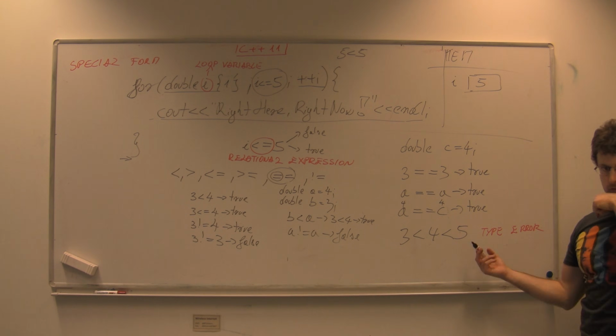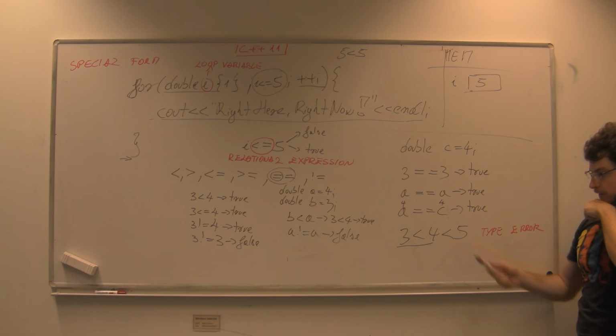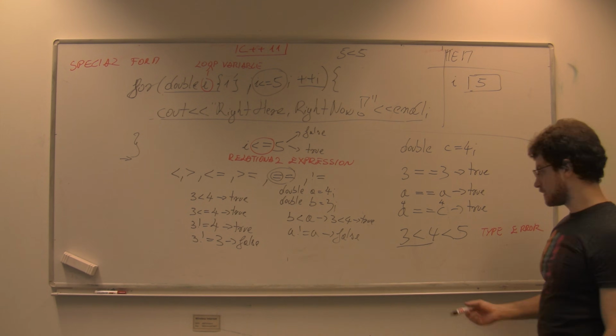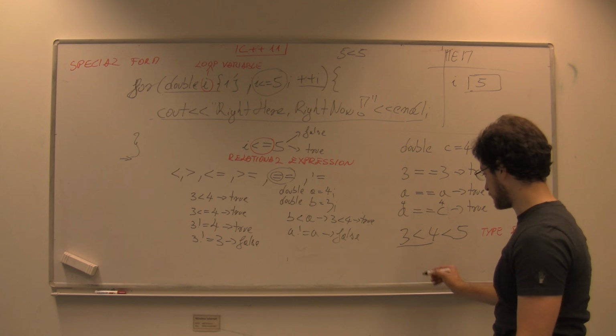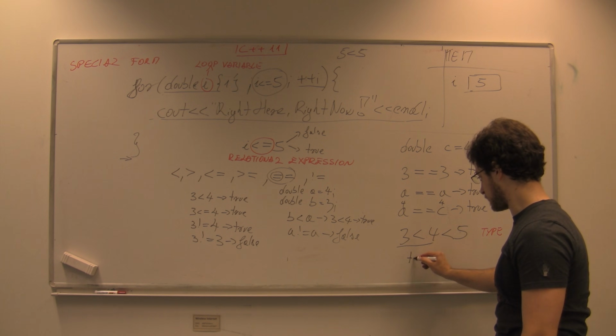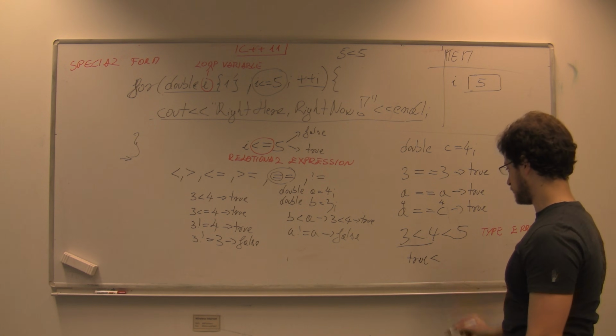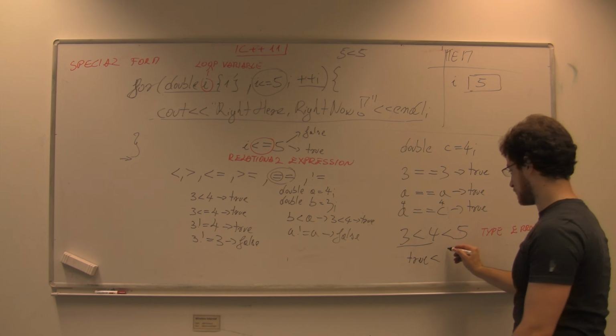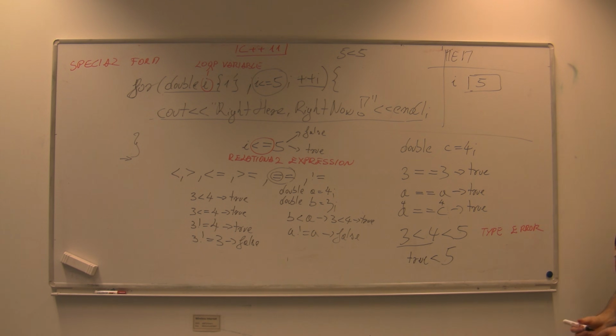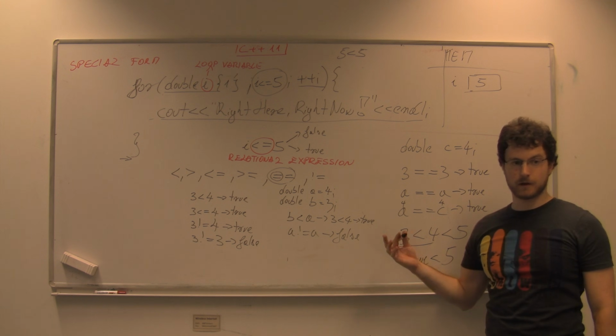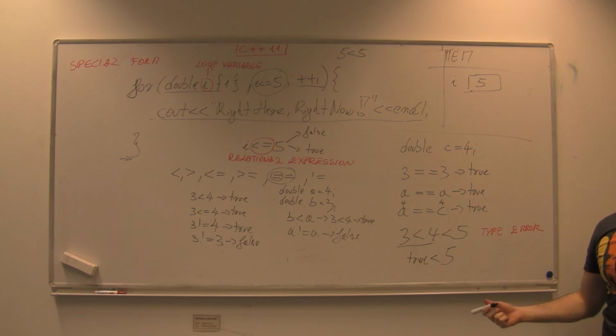We have a compound expression, so we evaluate the first sub-expression. 3 less than 4 evaluates to true. So we can substitute this expression with the following simpler one: is true less than 5? But this now is a type error. We cannot compare truth or falsehood with numbers. They are simply not comparable.